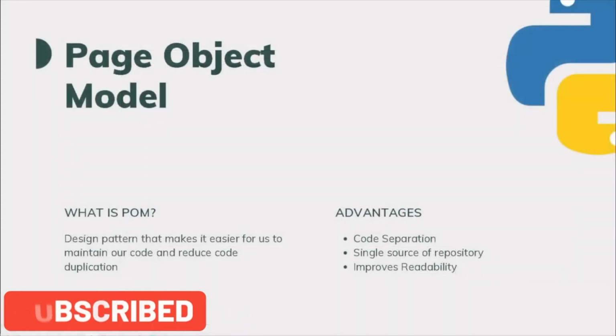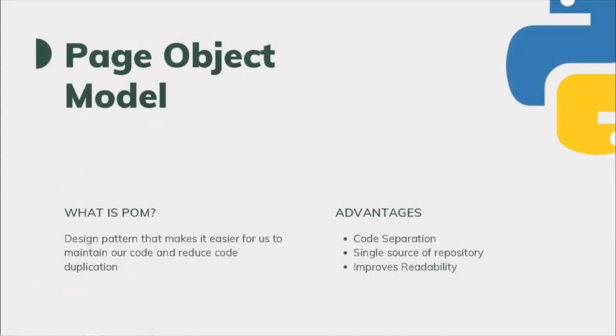So let's get started. So page object model is a design pattern that makes it easier for us to maintain our code and reduce code duplication. So it allows you to abstract any page related information away from your actual test. So to put it simply, all the selectors we were using within our test, we can extract that away and put it in a separate file, which we can then reuse whenever we want.